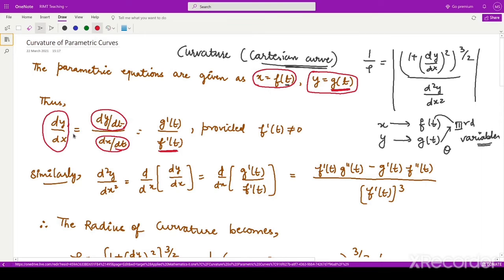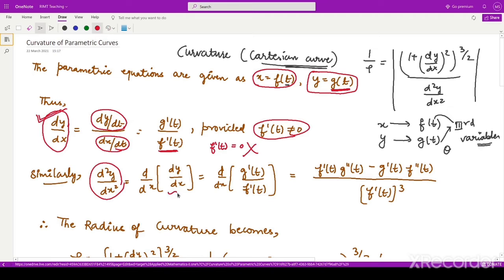This derivative will exist whenever it is not infinity. At which points will it be infinity? Whenever your f dash t is equal to 0. So we do not want this point; it should not be equal to 0 at any point. This is the condition. Similarly, the second derivative is calculated by differentiating this first derivative.